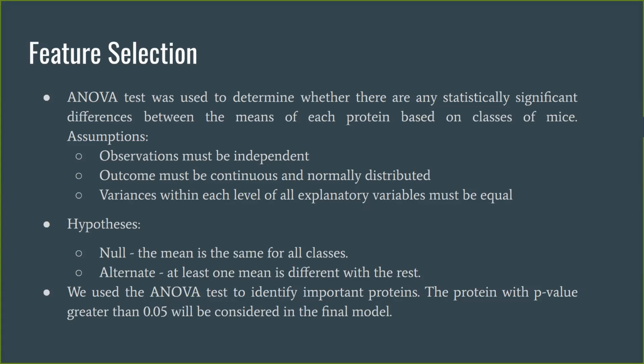variable. The null hypothesis for the ANOVA test is that the mean is the same for all classes. So when we carry out the ANOVA test with R, proteins with a p-value greater than 0.05 will be considered in the final model. Next.